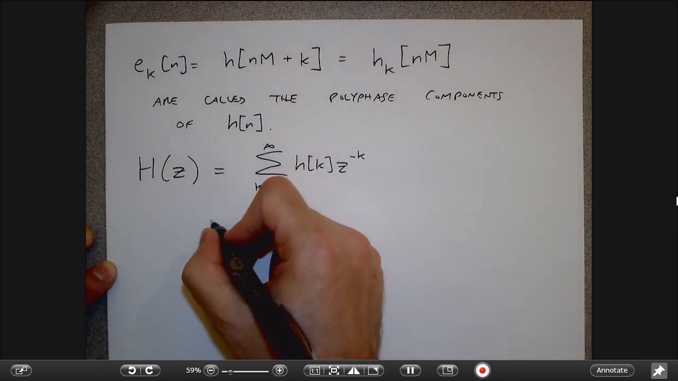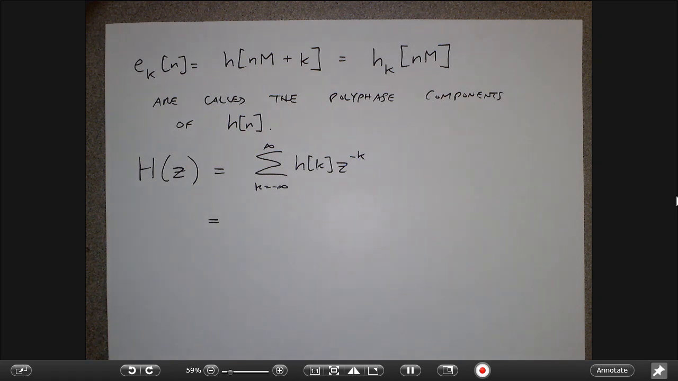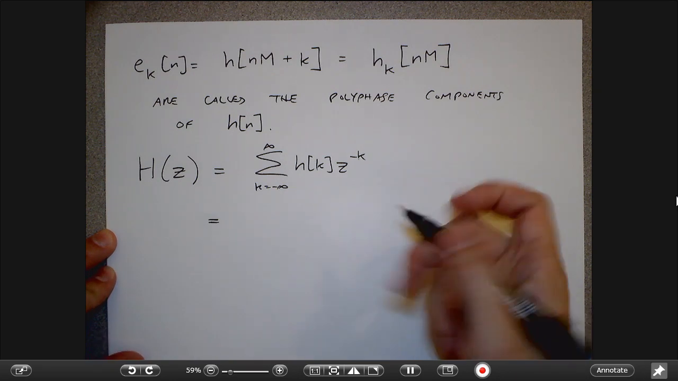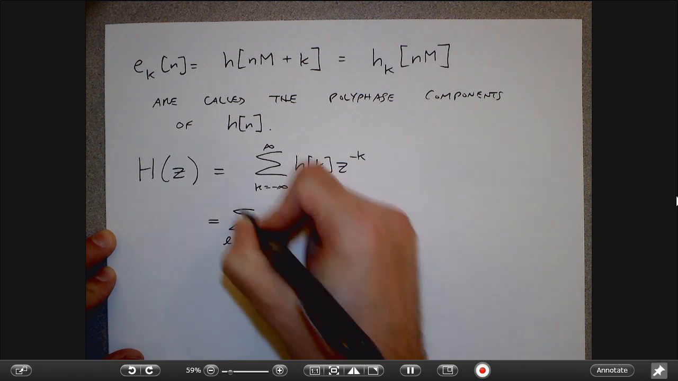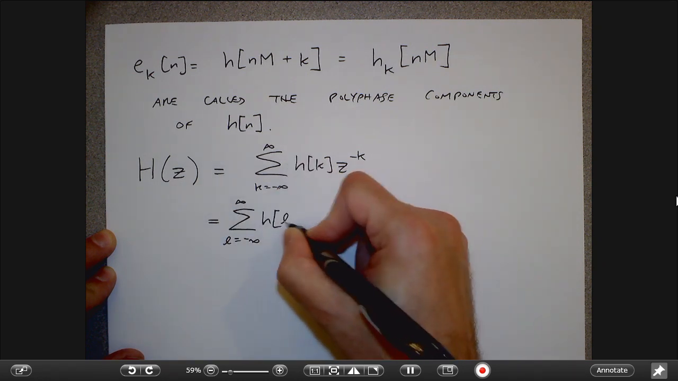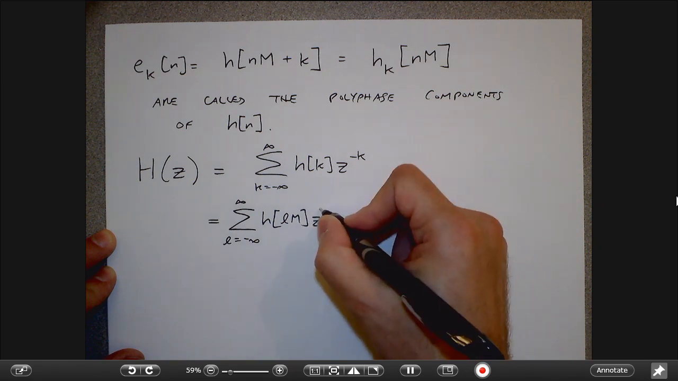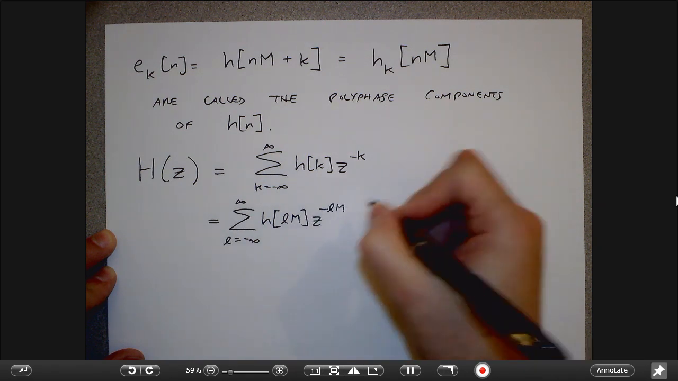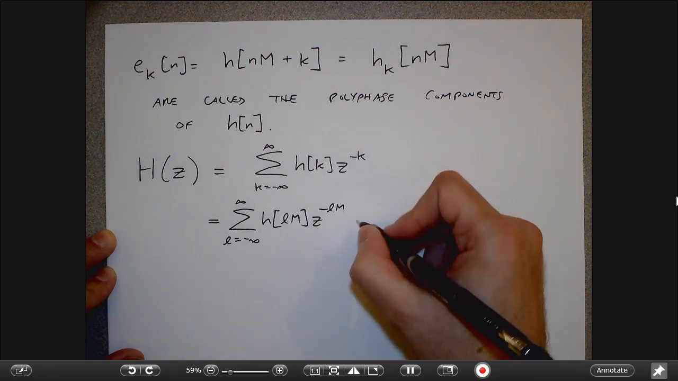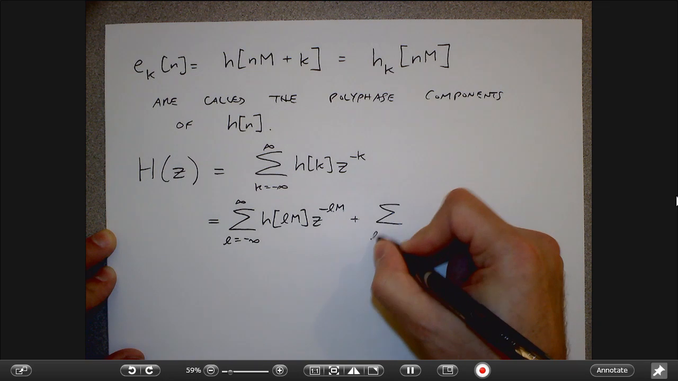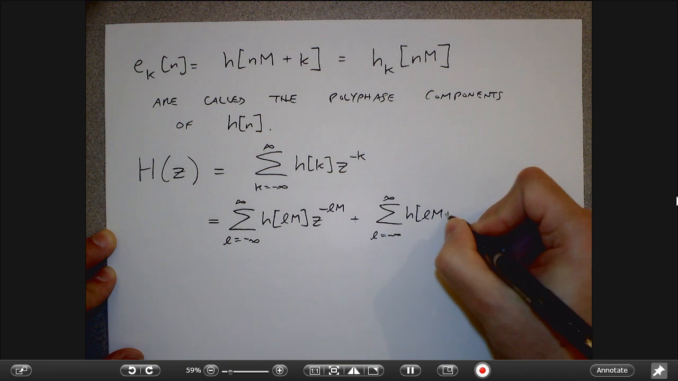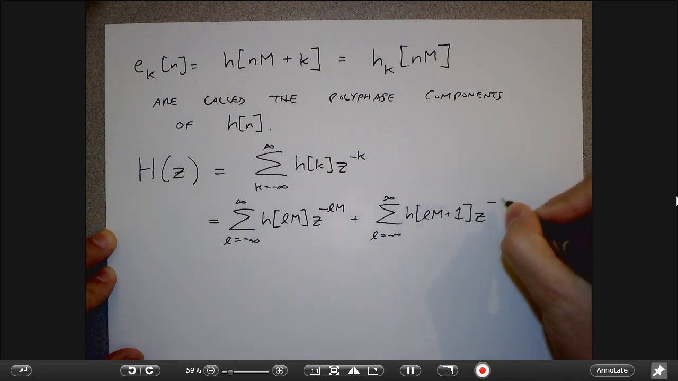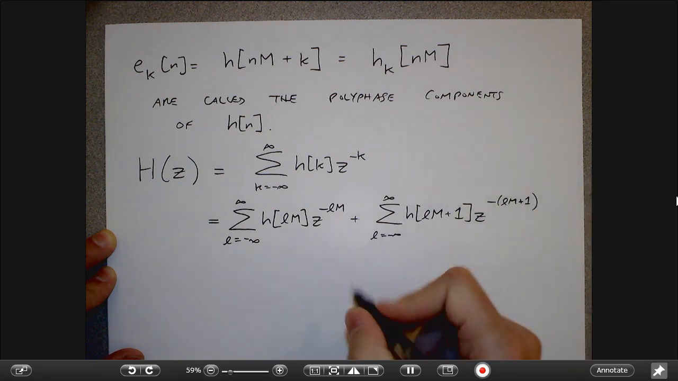And I can write this as the sum of a bunch of M Z transforms, right? What I could do is take the sum over just the guys that are multiples of M, Z to the minus LM, like this. And then I'm going to take just the guys that are multiples of M plus 1 times the corresponding values of Z, and so on.